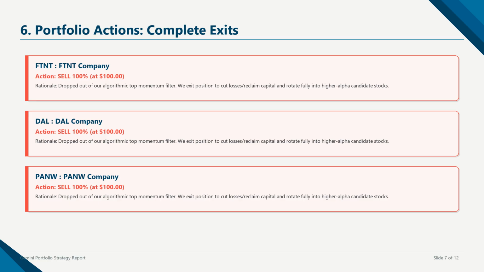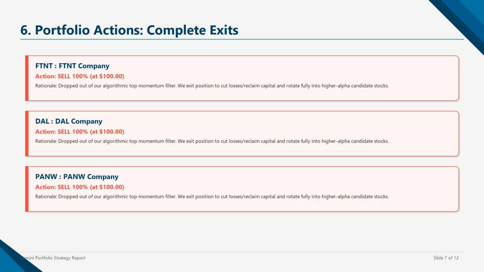For example, exiting FTNT allows us to lock in capital and avoid further downside exposure as its short-term momentum flags. Similarly, selling DAL and Panwa cleanses the portfolio of names that have fallen below our strict fundamental and trend thresholds. A core rule of our quantitative rebalancing framework is turnover discipline. We do not hesitate to exit positions that fail to pass our weekly screens.